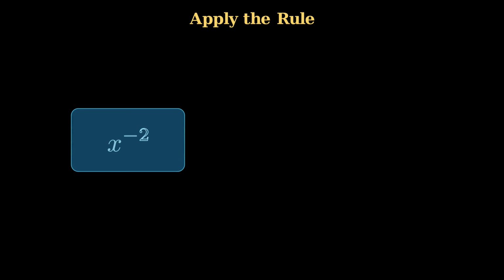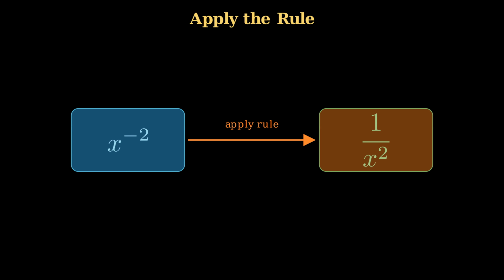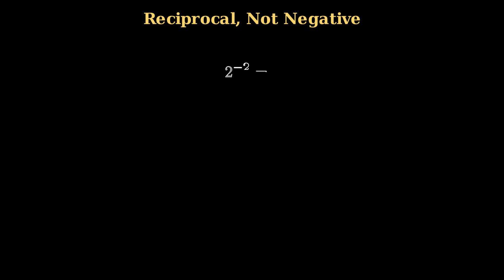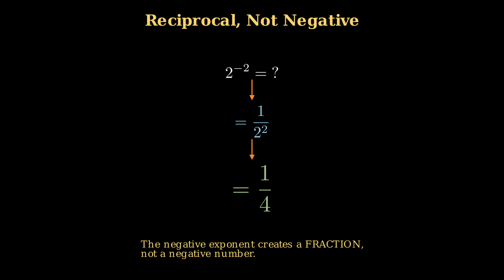X to the negative 2 becomes 1 over x squared. Now, here's a very common mistake. Some students think a to the negative n means negative a to the n. This is wrong. The negative sign in the exponent does not move to the answer. It only tells us to take the reciprocal.